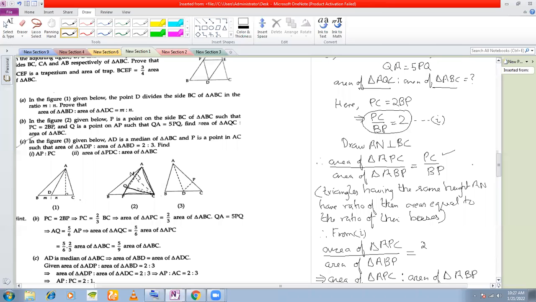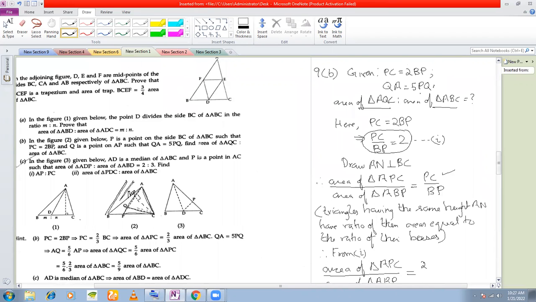But what is the ratio of the bases? Which one is the base of triangle APC? This entire length is the base of triangle APC. Which is the base of triangle AQC? Only this length, right? But what do we know? We know this length is to this length, right? So let us find out from the given ratio AP is to AQ. That means this length is to this length, right? So we can find this out from this given ratio.